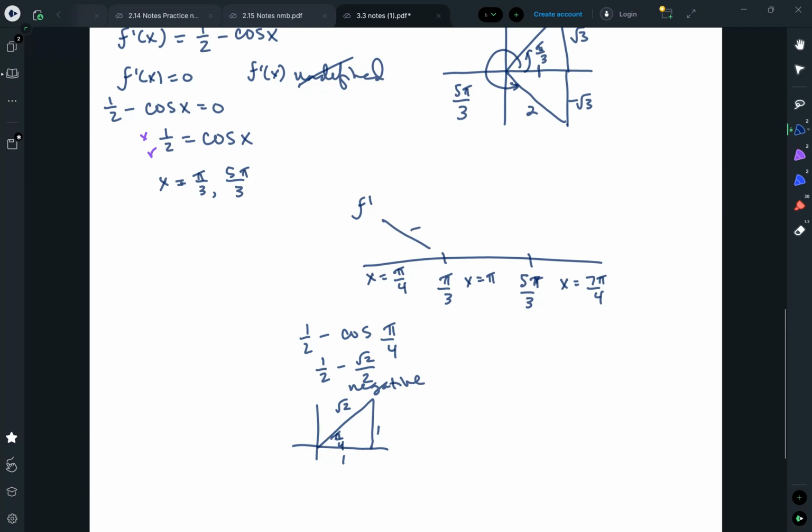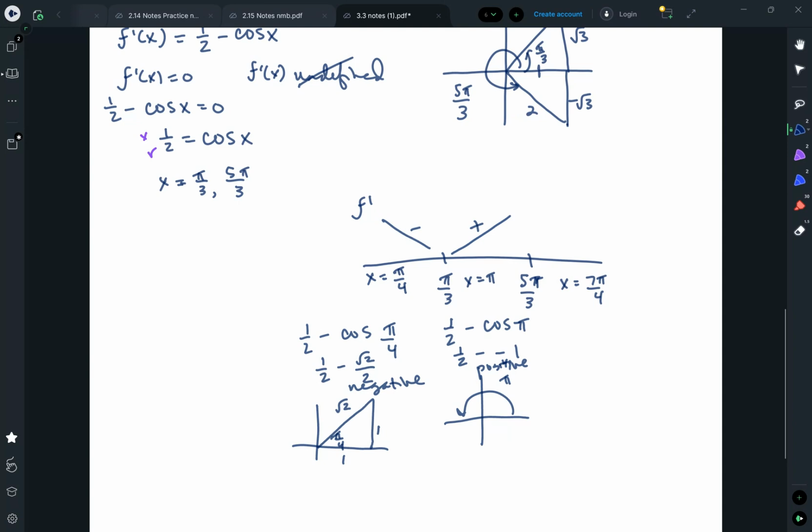Then I want to try pi. Pi is going to be pretty easy. So 1/2 minus cosine of pi. Well, cosine of pi is a -1. So 1/2 minus -1. Minus a negative is going to be plus. That one's going to be a positive. So I'm going to draw my line going up to show positive.